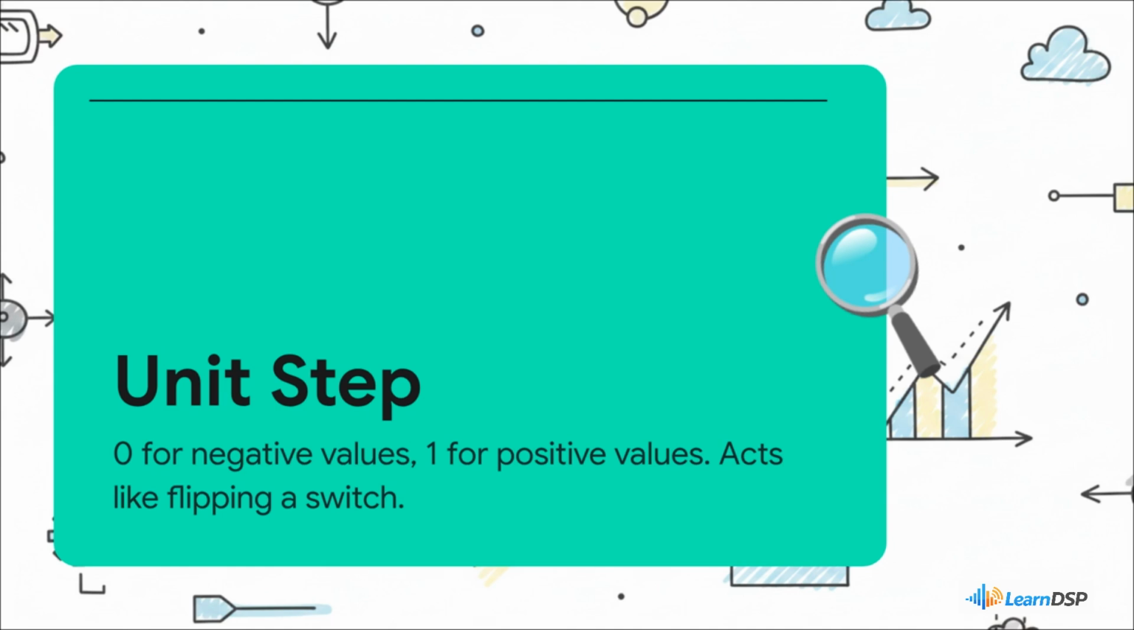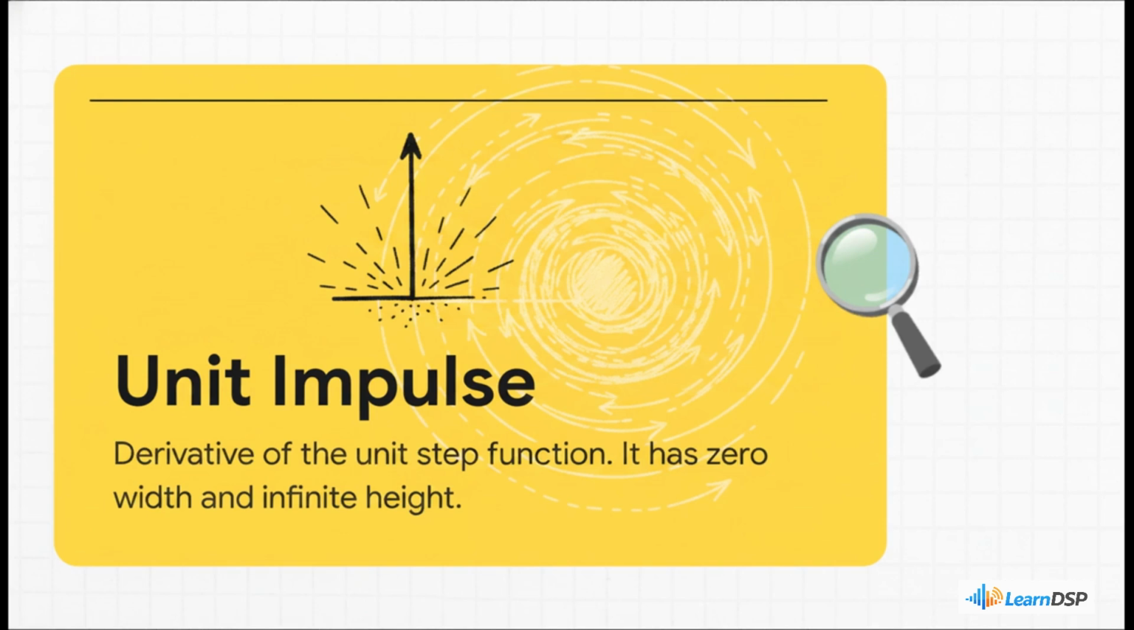But in continuous time, well, this creates a pretty tricky mathematical discontinuity exactly at time 0, because it instantly jumps from 0 to 1. Which brings us to our second building block, the unit impulse. This is simply the derivative of that unit step we just talked about. And because of that instant jump from 0 to 1, the unit impulse has literally 0 width, an infinite height, and a total area of exactly 1.